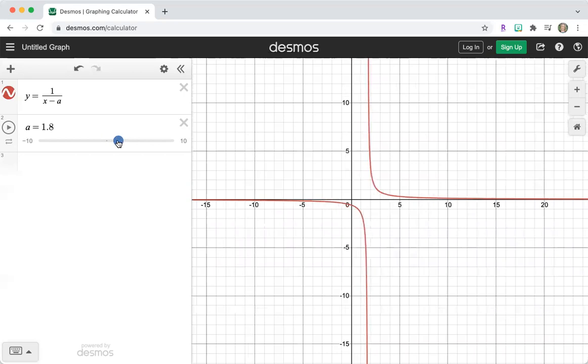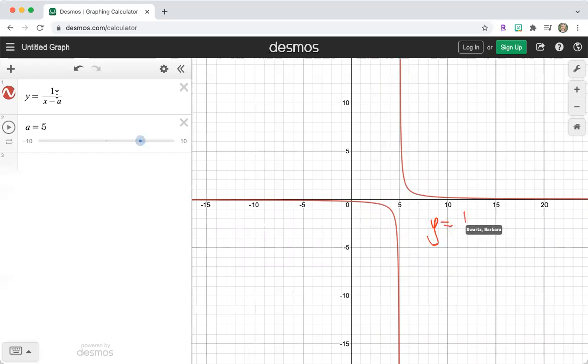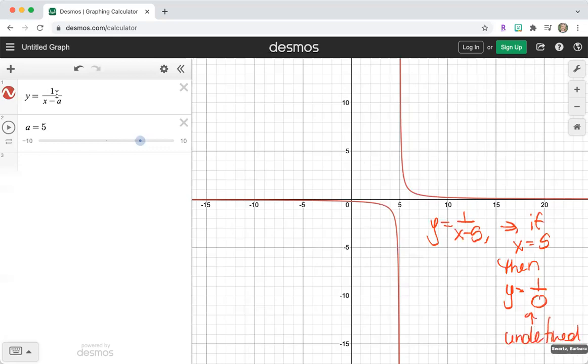As I move the slider, I want you to notice, when the slider is at 5, here's my vertical asymptote right here at 5, because at this point this is now y equals 1 over x minus 5. And so if x equals 5, then my whole denominator is 0, and we get y equals 1 divided by 0, which is undefined. We can't divide by 0. Dividing by 0 doesn't exist. It's undefined. And so that's why we get this shape of this graph, this vertical asymptote.